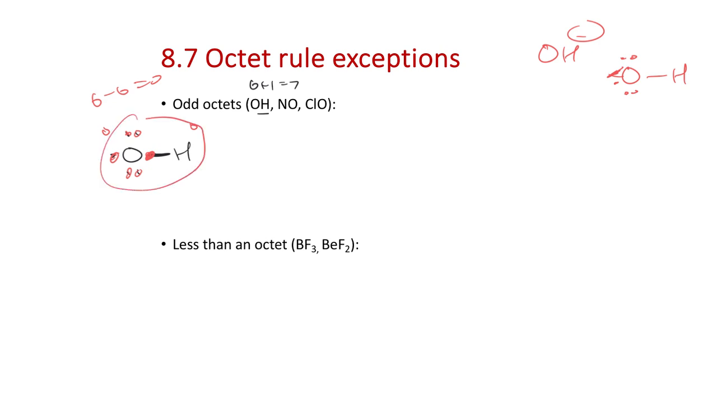Now, NO, how do we think of the Lewis structure for NO? 5 plus 6, that's 11 total electrons. What I would probably do, probably an easy starting point, is to imagine we have that negative charge. So add that extra electron. Let's think of NO minus first. So 12 electrons for NO minus.